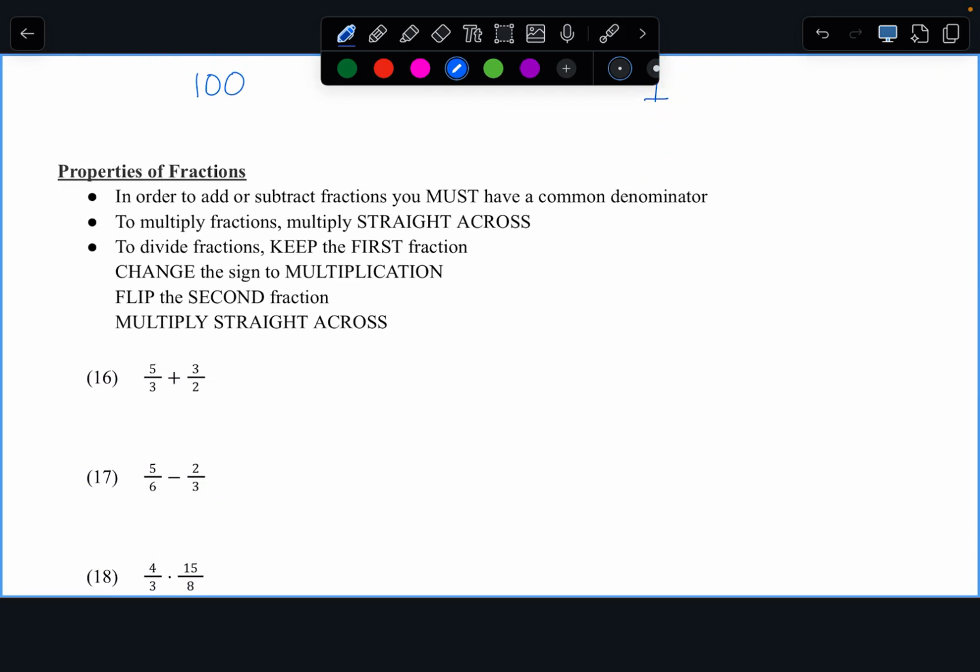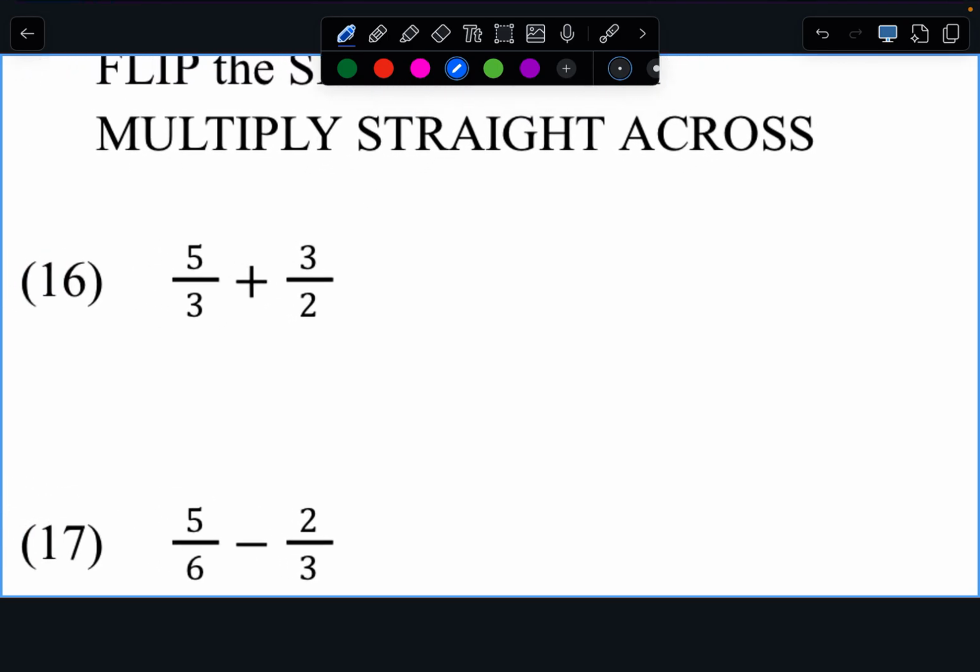Fractions. To add or subtract, you have to have the same denominator. To multiply, you multiply straight across. To divide, there's a 3-step process. Keep, change, flip. Keep the first fraction, change it to multiplication, flip the second fraction. Dividing is the same thing as multiplying by the reciprocal. Reciprocal means flip that fraction. Okay? So, addition for number 16.